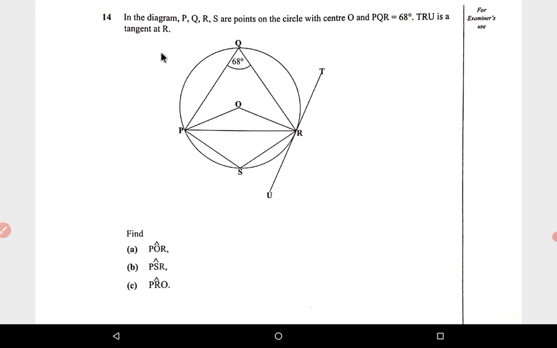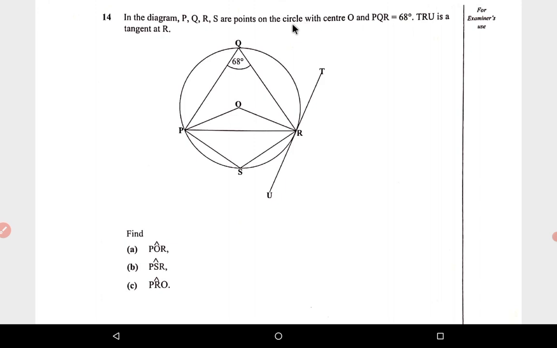So we start from question 14. In the diagram, P, Q, R, S are points on the circle center O and angle PQR is 68 degrees. TRU is a tangent at R. So here what I want to explain first is that the information given in the question is something to remind you of circle theorems that you have learned.